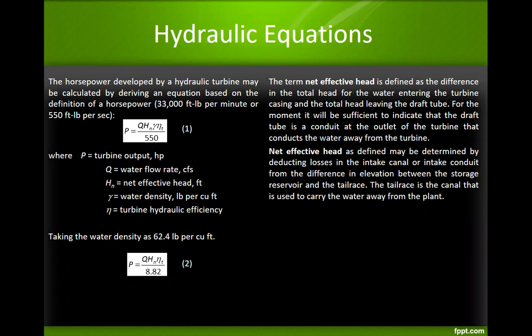as the difference in the total head for the water entering the turbine casing and the total head leaving the duct tube. For the moment, it will be sufficient to indicate that the duct tube is a conduit at the outlet of the turbine that conducts the water away from the turbine.